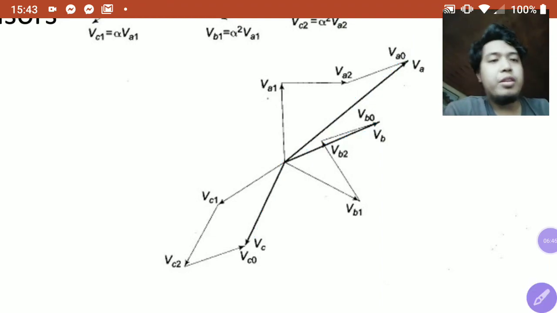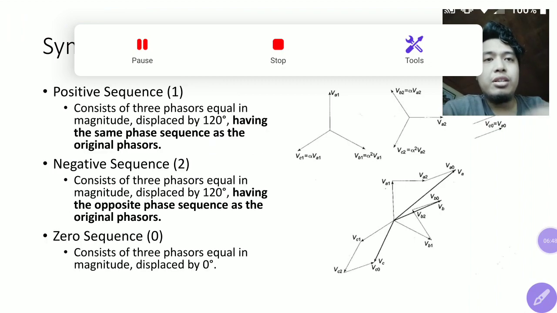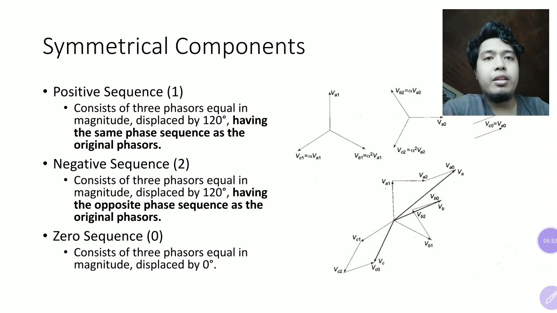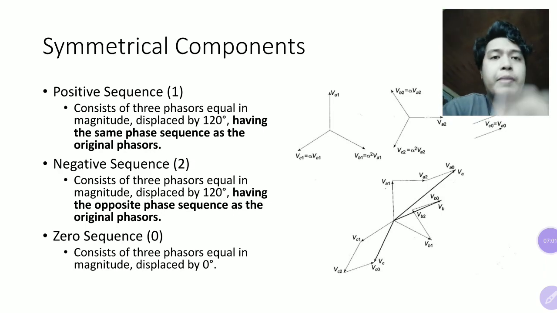So the positive sequence here, by the way, this is called symmetrical components. These three sequences are called symmetrical components. So the positive sequence symmetrical component is the same phase sequence as the original phasor.